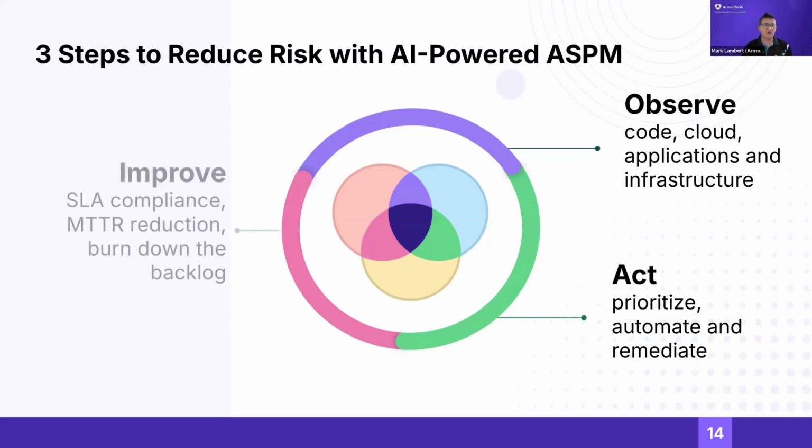So now we're moving forward, and again, improve. Not just saying, okay, what is our current posture? We're looking to improve that current posture, but how does that risk trend over time? Are we reducing it? Are we in compliance with our SLAs based upon our time-based activities? Are we reducing our MTTRs? And also burning down the backlog.